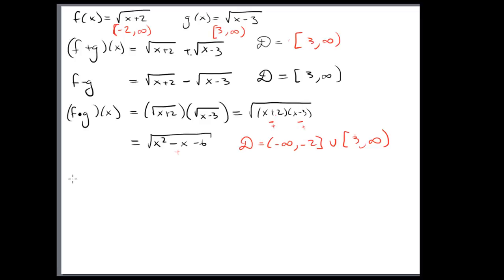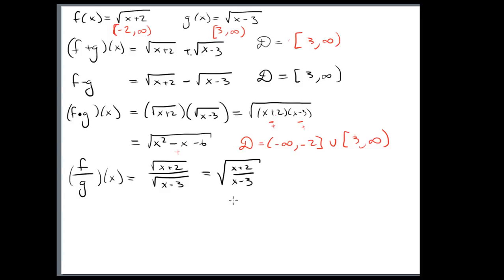And then the last one we have to look at is the quotient f divided by g of x. That's the square root of x plus 2 over the square root of x minus 3, which is the square root of x plus 2 over x minus 3. Once again, for the domain, we could have a negative divided by a negative, and that would be okay. But we couldn't have a positive divided by a negative. That wouldn't work. That'd be no good.